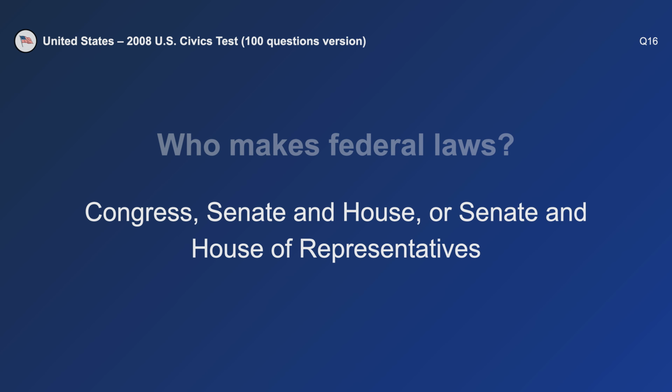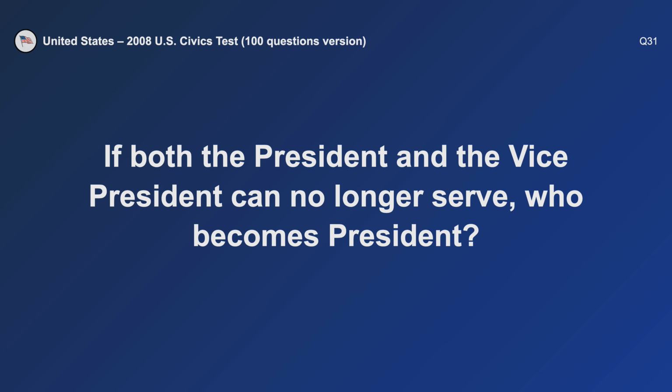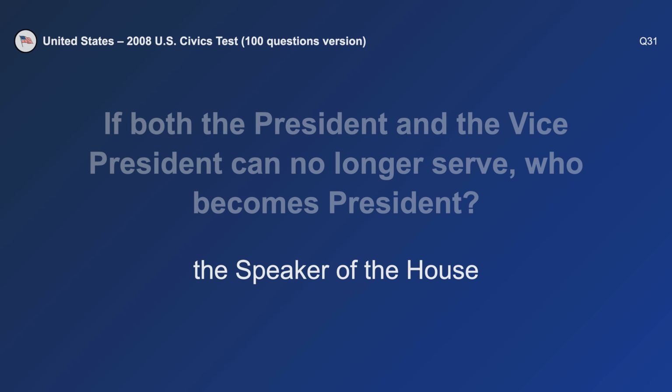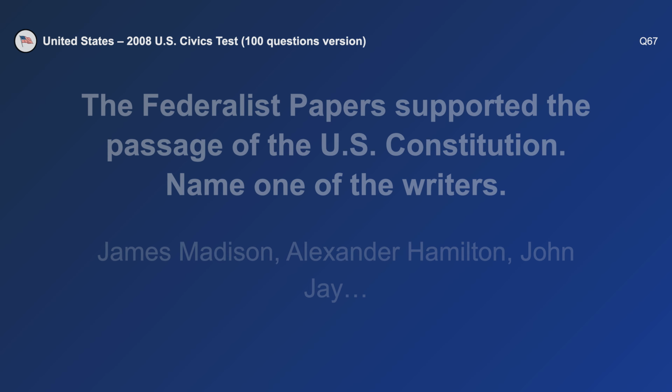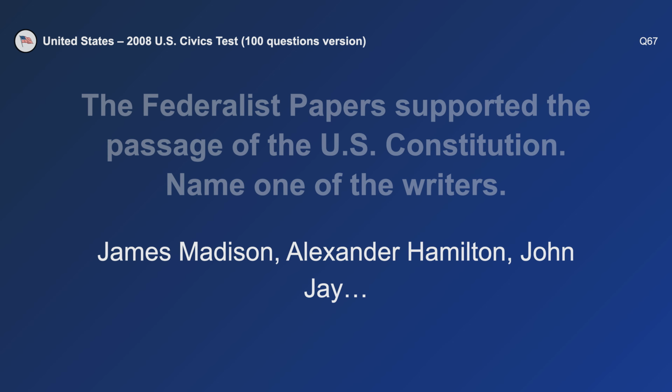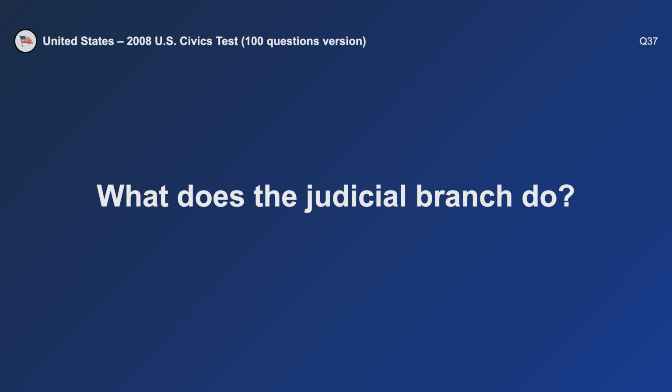Congress. If both the president and the vice president can no longer serve, who becomes president? The Speaker of the House. The Federalist Papers supported the passage of the United States Constitution. Name one of the writers. Alexander Hamilton. What does the judicial branch do?